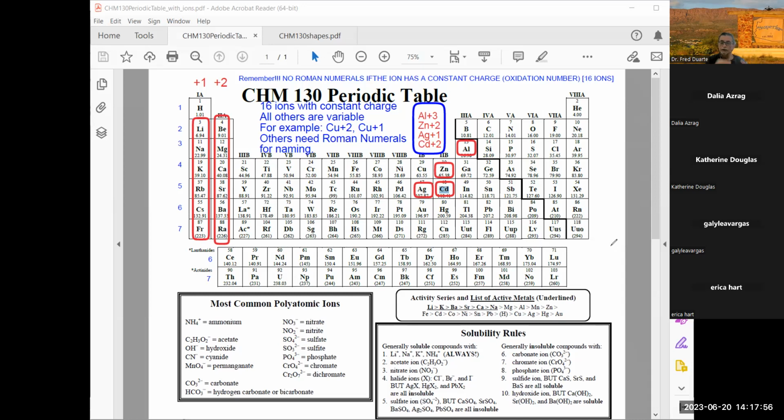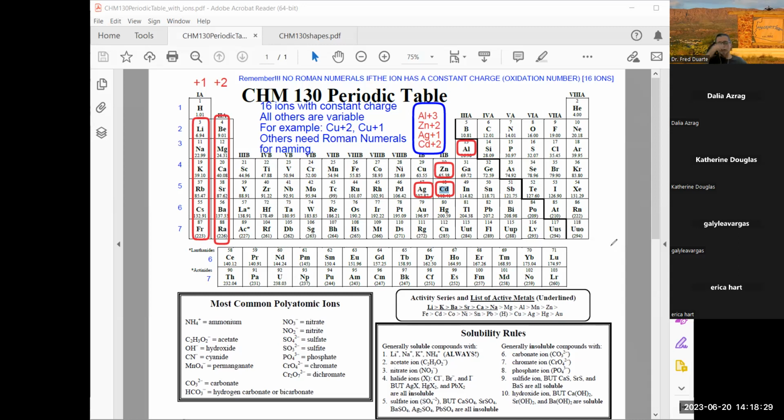And it is known that aluminum will always have a +3, so there's no reason to put Roman numerals for aluminum, Roman numeral 3. It's just strictly aluminum, okay? Sodium, lithium, potassium always have a +1. So they would always have no name. They just give the name, no Roman numerals, okay? So don't put Roman numerals on these 16 metals, but do that with respect to all the other ones.